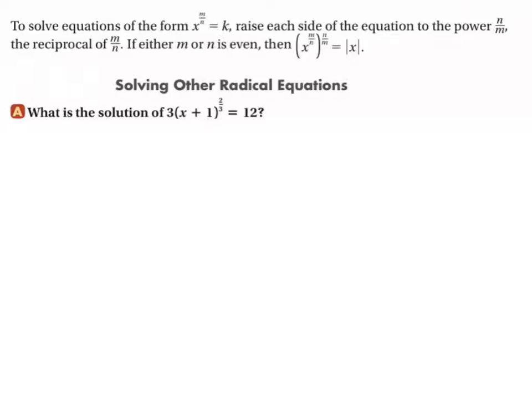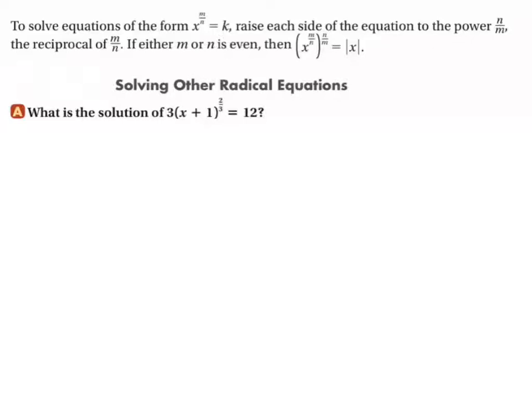So take note of the first statement. To solve equations of the form x to the m over n power equals k, you raise each side of the equation to the power n over m, or in this case, the reciprocal power. If either m or n is even, then you have to keep in mind that when you raise that value to the reciprocal, it's going to be the absolute value of that quantity. I'll show you what that means in this example here, because we're going to be looking to cancel these out by raising things to the reciprocal power.